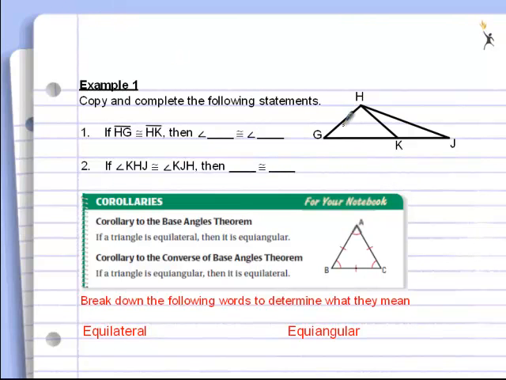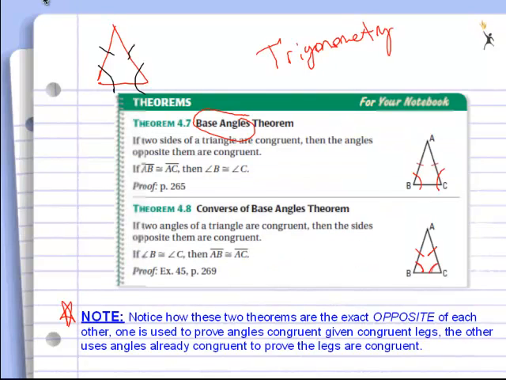Here we have a quick example, a little diagram over here. We're told if HG is congruent to HK, then what two angles are congruent to each other? We're told in the base angle theorem that if two sides are congruent, the angles opposite them, and by opposite they mean this. That. Those are opposite. If two sides are congruent, then the angles opposite them are congruent.